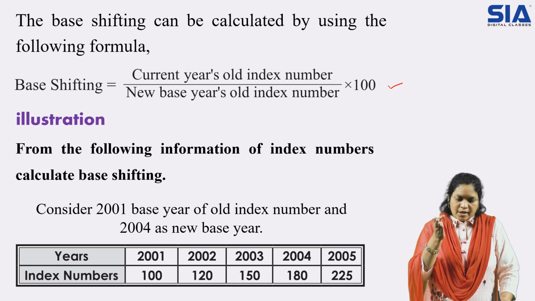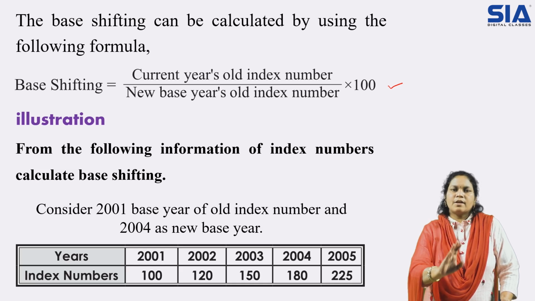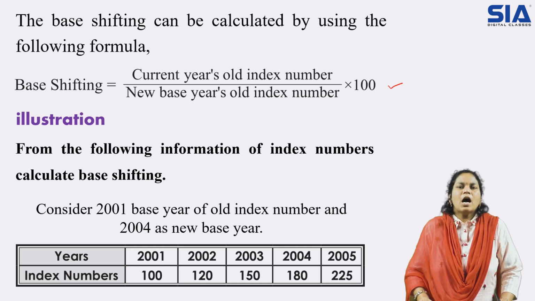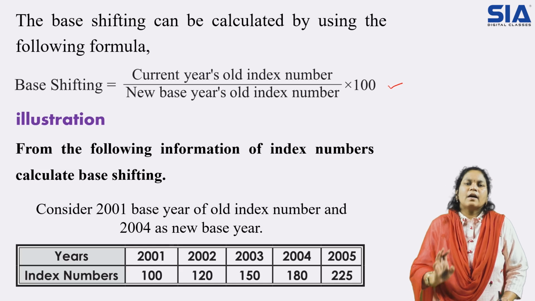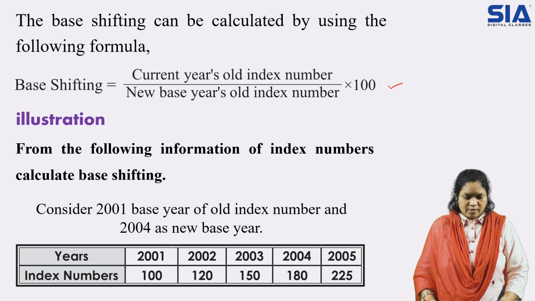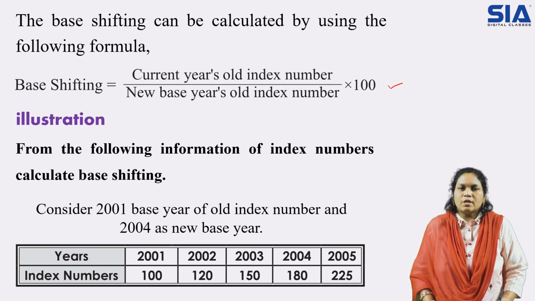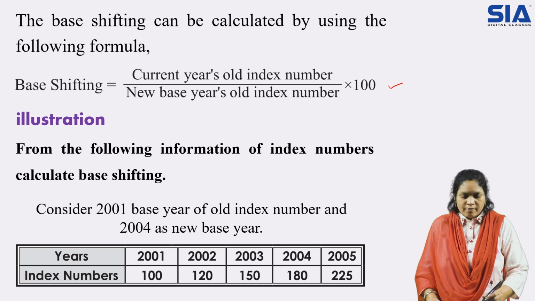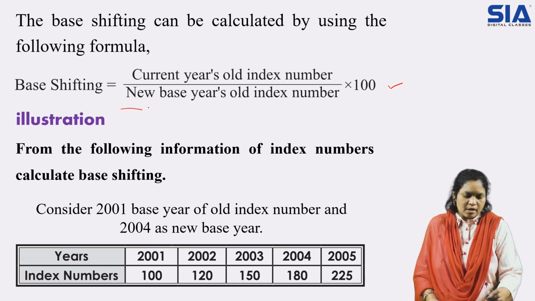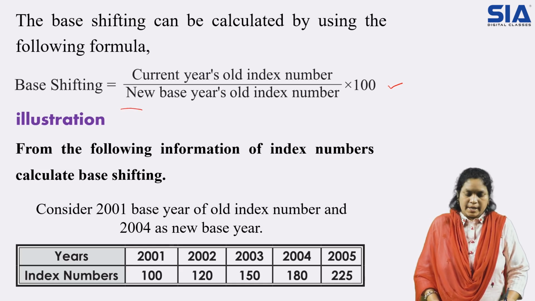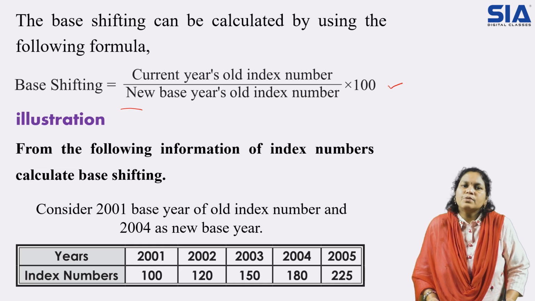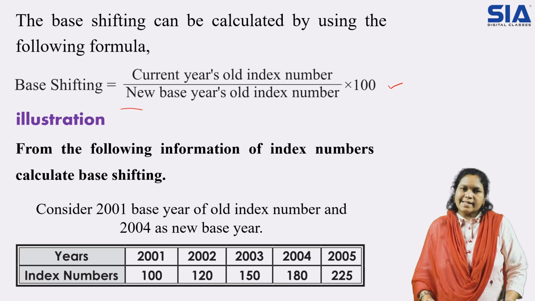If we go on doing like that, we can definitely identify how it is influencing the other years. So this is what the base shifting concept is about, and this is how we shift our base period using this formula. Let us check this using one of the examples here.